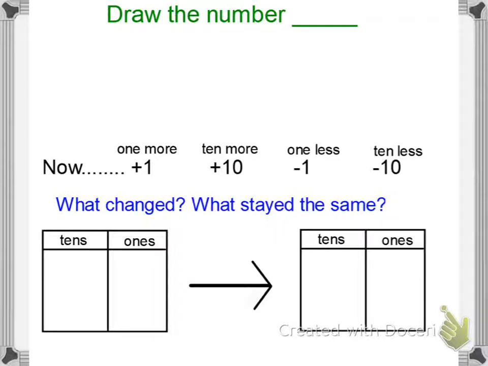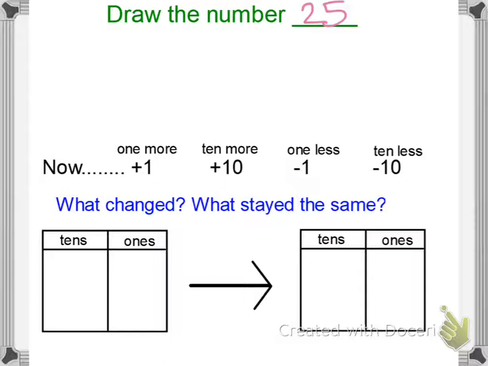Today we're talking about Module 4, Lesson 5. In this lesson, we're talking about being able to identify 10 more, 10 less, 1 more, and 1 less than a 2-digit number. So looking at this, we're going to be focusing on the number 25. Okay, so 25, we're going to do 1 more, 10 more, 1 less, and 10 less of 25.